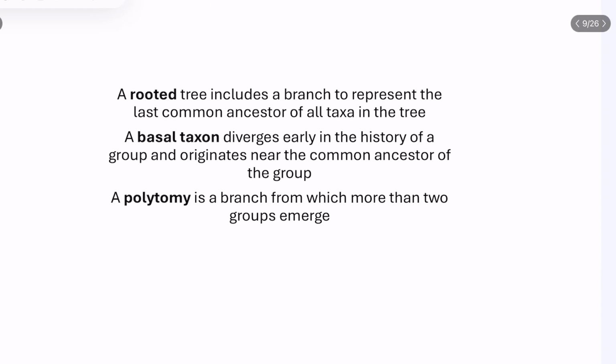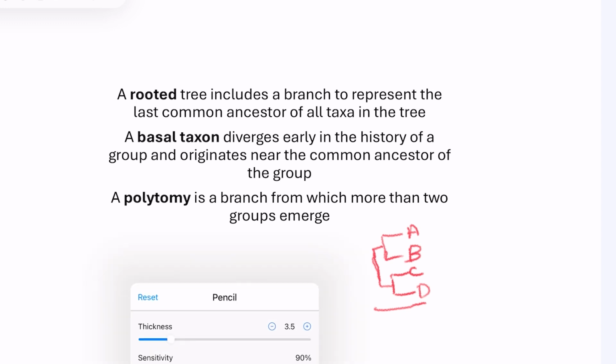Now, we have two types of trees. For example, if we have a tree with A, B, then C and D, and we have a root here, a common ancestor here, we can say that this is a rooted tree. But if there is no root and we have only this, it is an unrooted tree. A rooted tree includes a branch to represent the last common ancestor of all taxa. So this is the last common ancestor of all these taxa.